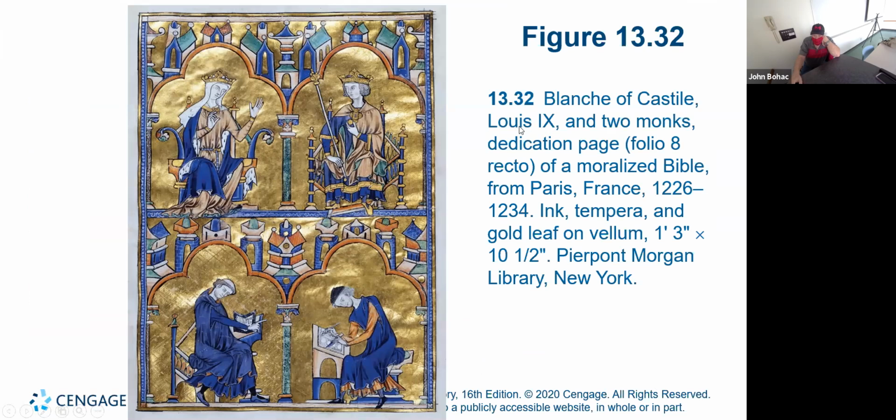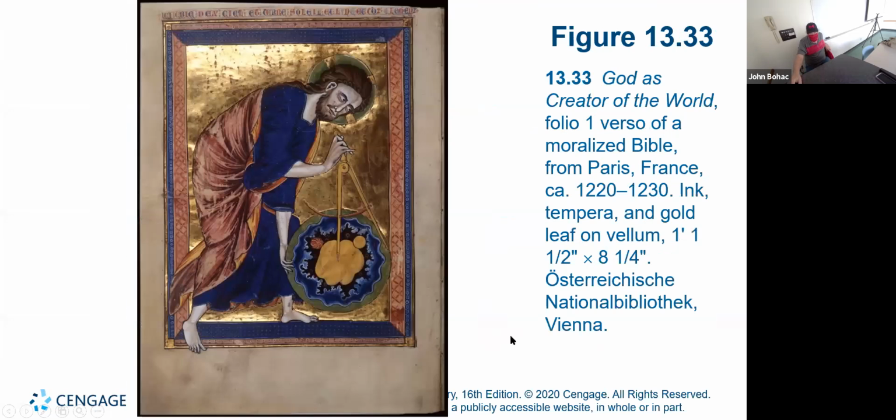Blanche of Castile, Louis IX. That's our Louis. And it's part of a Bible. And here we have the scribes who made the Bible. There's King Louis. There's Blanche of Castile. Again, I told you a little bit about that with Hildegard of Bingen. We see Blanche of Castile. We see Teresa of Avila, Hildegard of Bingen, and so on. We start to see the emergence of holy women, which is kind of a cool thing.